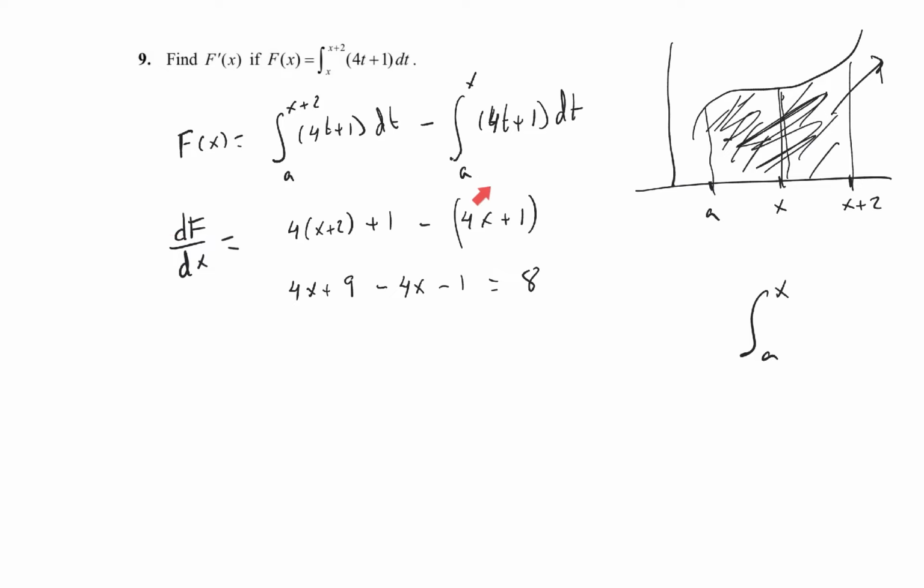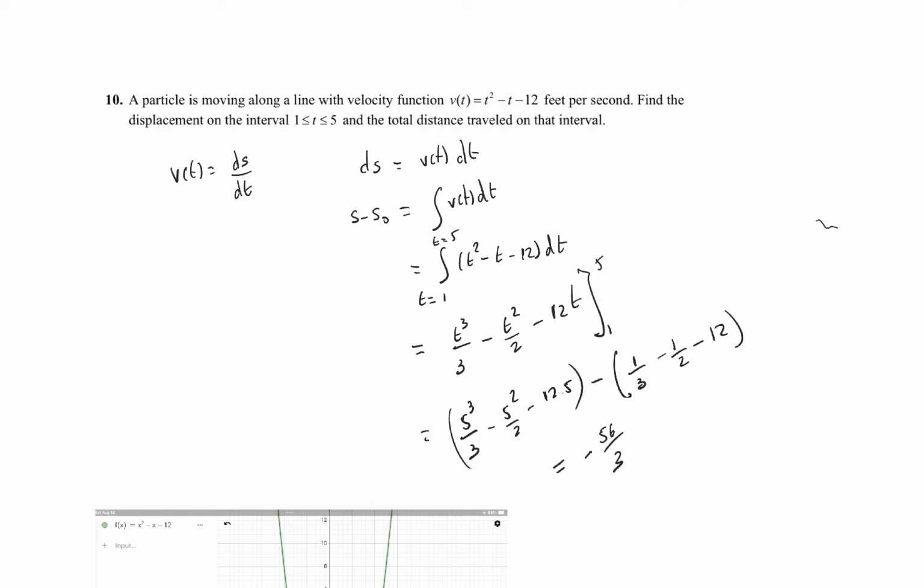The derivative of this is the integrand evaluated at the point x, which will be 4x plus 1. So if I do a little bit of algebra, it will be 4x plus 8 plus 1, 4x plus 9, minus 4x minus 1, will be 9 minus 1, which is 8. And this problem is a physics problem.